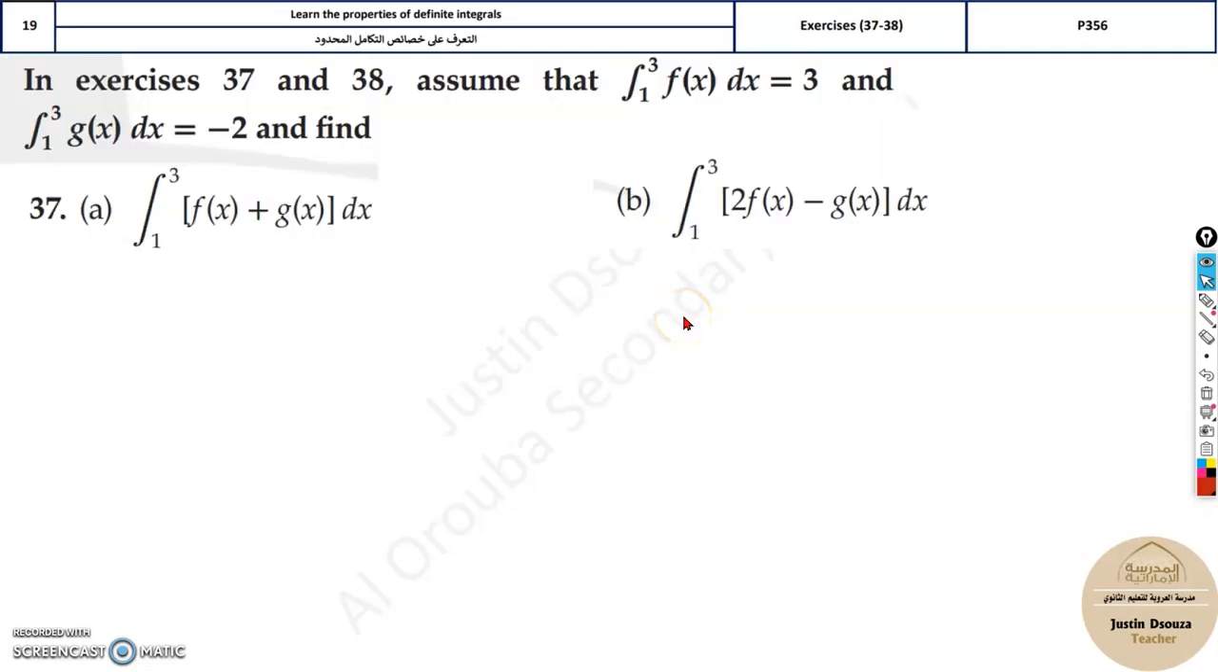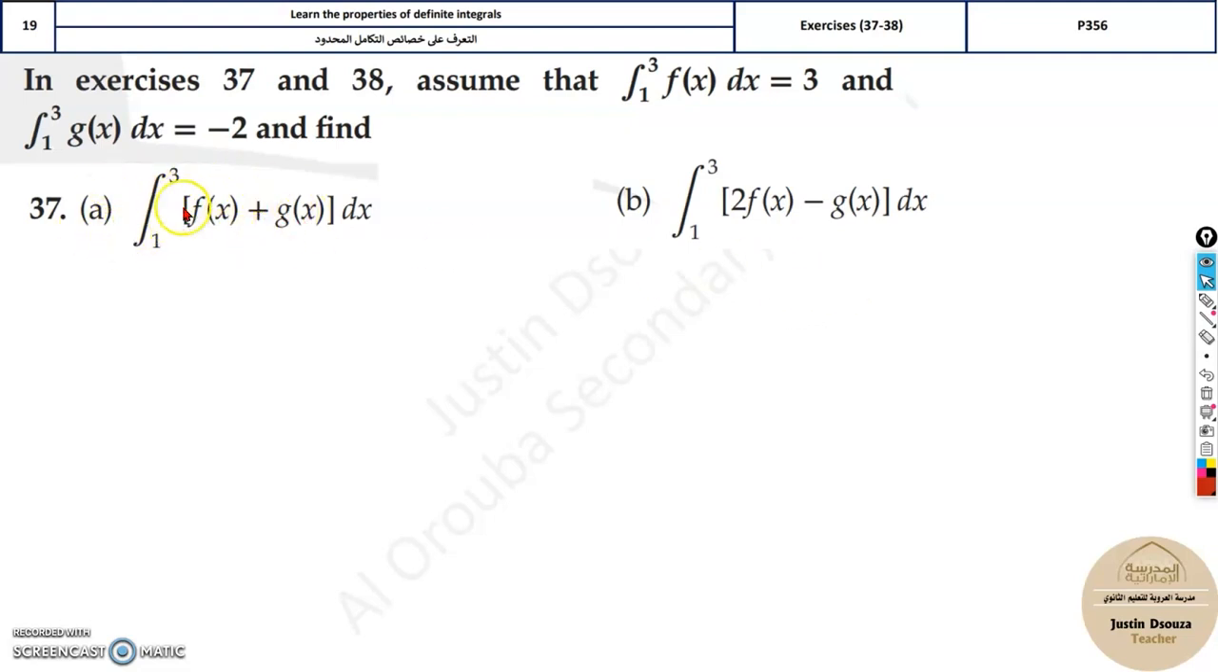The 19th topic is again on definite integrals. Over here, they have given certain conditions, and you need to solve for the following questions. Now, the condition over here is integral from limit 1 to 3, f of x dx is 3. And integral of g of x from the same limit is minus 2. So how do you solve it now?